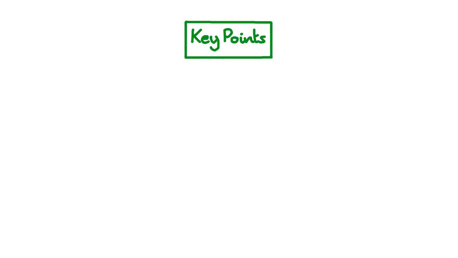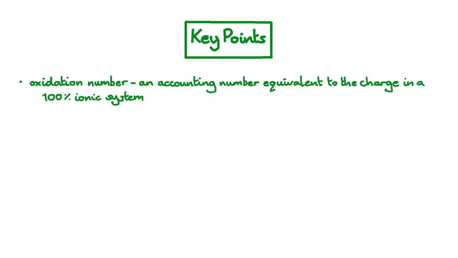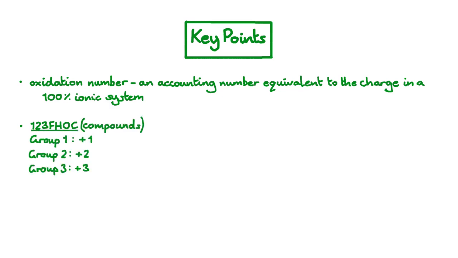Now let's finish up with the key points. We can think of oxidation number simply as an accounting number equivalent to the charge of an atom or ion in a 100% ionic system. There are simple rules we can follow for compounds to figure out oxidation numbers. Group 1, Group 2 and Group 3 elements in compounds will have oxidation numbers of positive 1, positive 2 and positive 3 respectively. Fluorine will have an oxidation state of negative 1.